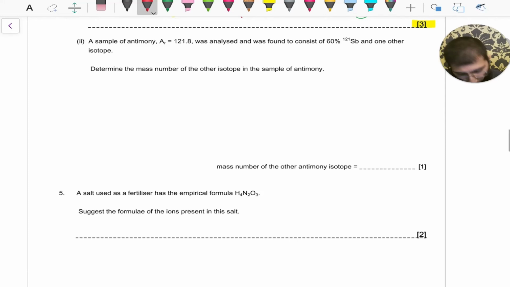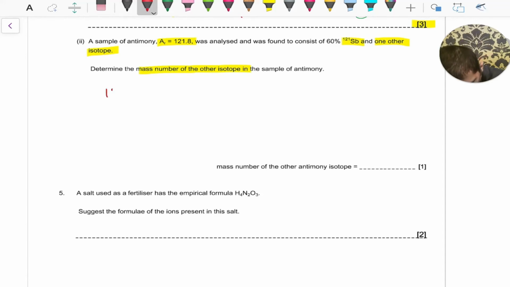Anywho, question number 2. You're told that a sample of antimony of relative atomic mass 121.8 was analysed and it was found to contain 60% of 121 antimony and 1 other isotope. You're asked to determine the mass number of the other isotope in a sample of antimony. Again, we've got 2 isotopes, same formula that we're going to use. So AR is equal to, in fact, I'm not going to write the equation down for 2 reasons. It's a 1 marker, I don't have enough space, and it's just a bit silly to do so, seeing as I've covered it in detail before now.